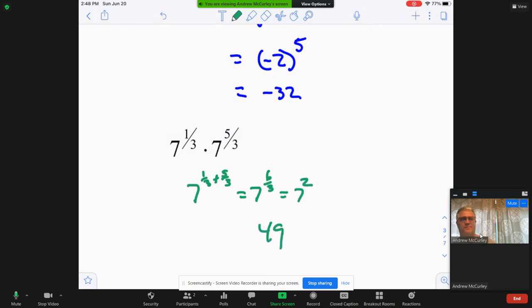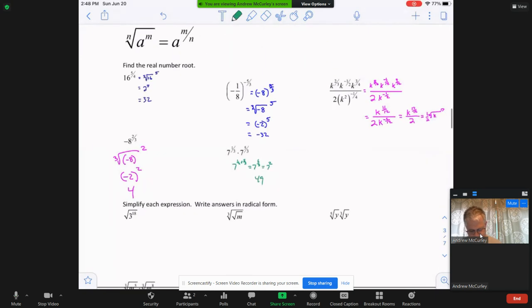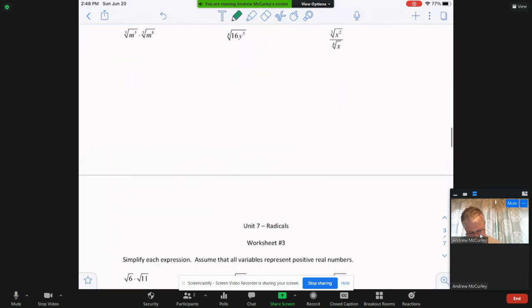But remember, add exponents when we're multiplying. All right, add the exponents. All right, okay, let's keep going. More playing with numbers.